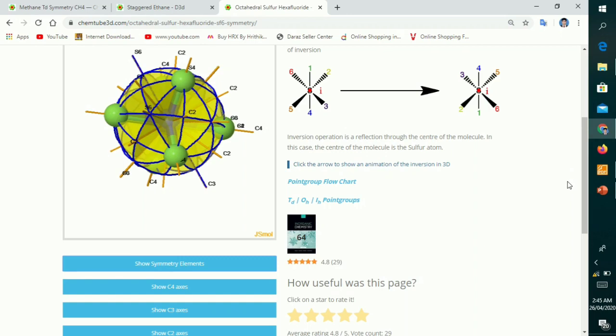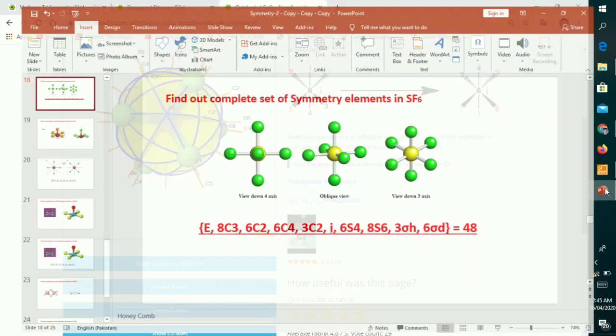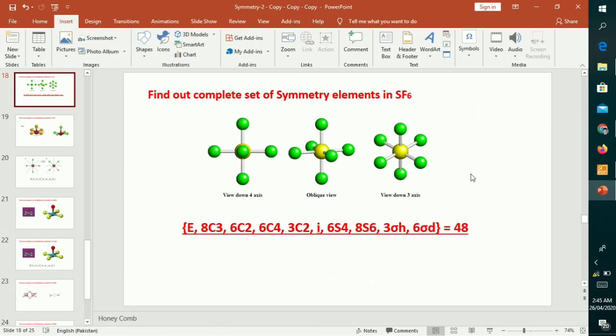This was all about the SF6 molecule, and this is the complete set of symmetry operations found in SF6 molecule. You had better try by yourself and try to get as many operations as you can find. So thank you very much. This is all about this lecture.